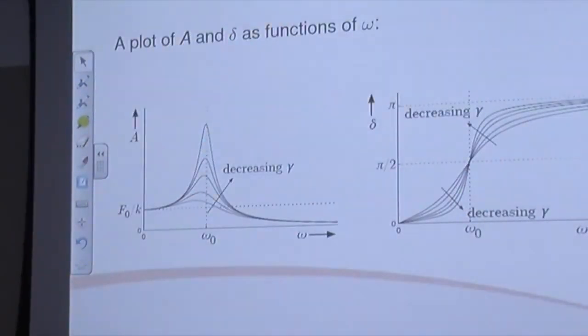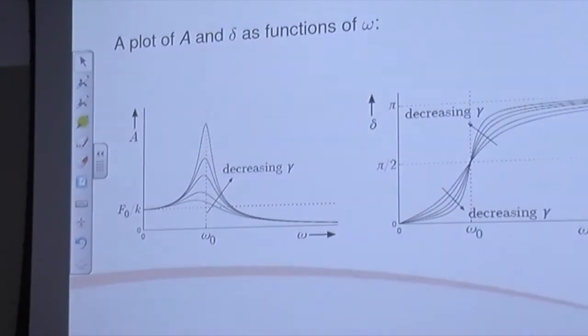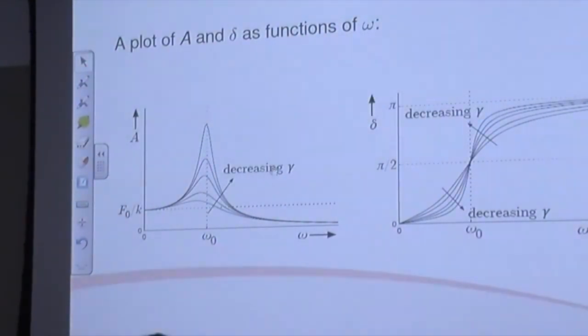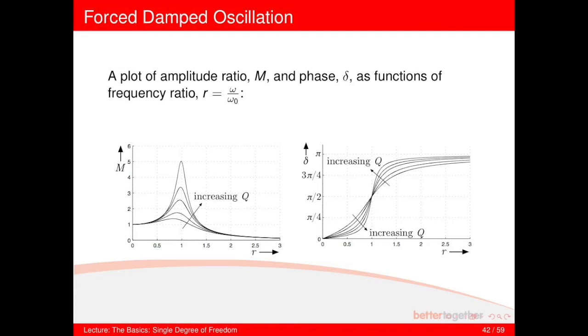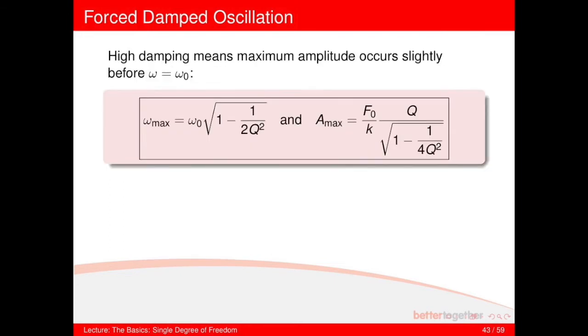Now you'll notice, if we look at this, the peak of the amplitude, so this bit here, there, and there, notice that it happens slightly before your natural frequency. And that depends upon the damping, okay? The less damping you have, the more likely it is to be at the natural frequency. But that peak doesn't actually occur at the natural frequency. And there are equations that will help you define that.